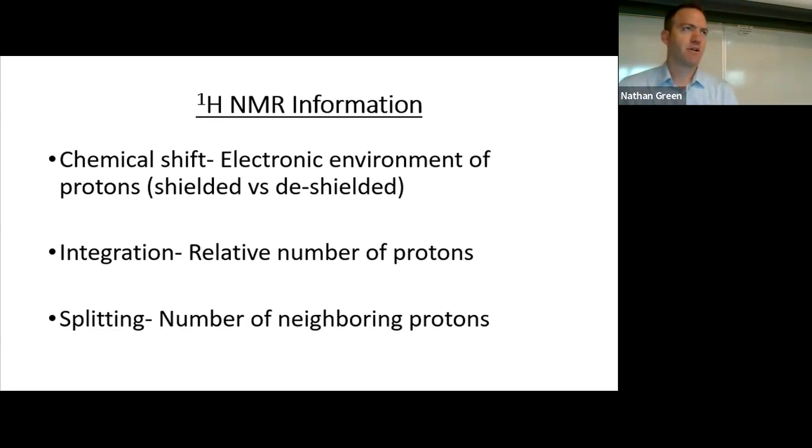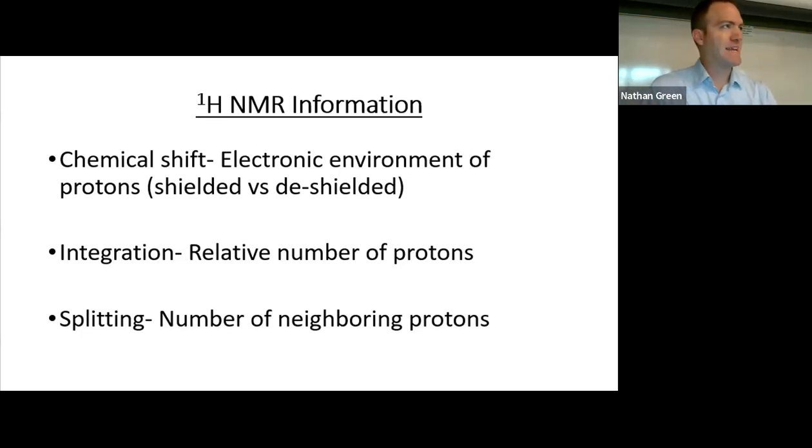And then the splitting pattern, that's going to tell you something about how many protons are near each other. So we'll go through these one at a time. One last thing that I want to mention here is notice that when I say proton NMR, I wrote a 1 with an H over here. That's referring to a particular isotope of hydrogen, protium, which has no neutrons, just 1 proton in it.